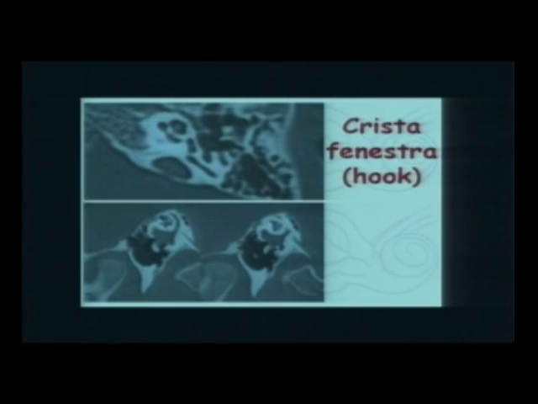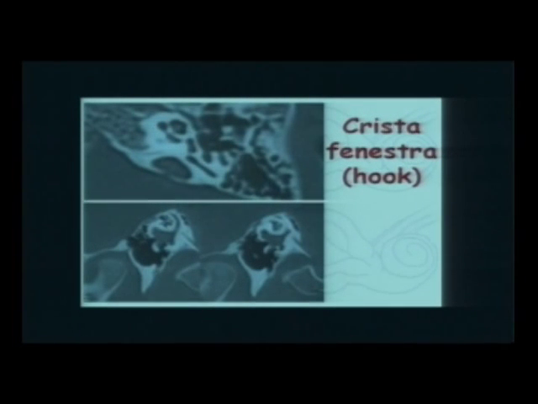And then there's a mucosal fold right here. There's a cave here that you have to understand nicely, because if you drill wrongly in there, you can hit the high jugular bulb, or you can go into the internal carotid canal. And here you find the attachment of the round window membrane, and you can see here this hook-like structure. It's called the crista fenestra. The most irritating thing in cochlear implant surgery.